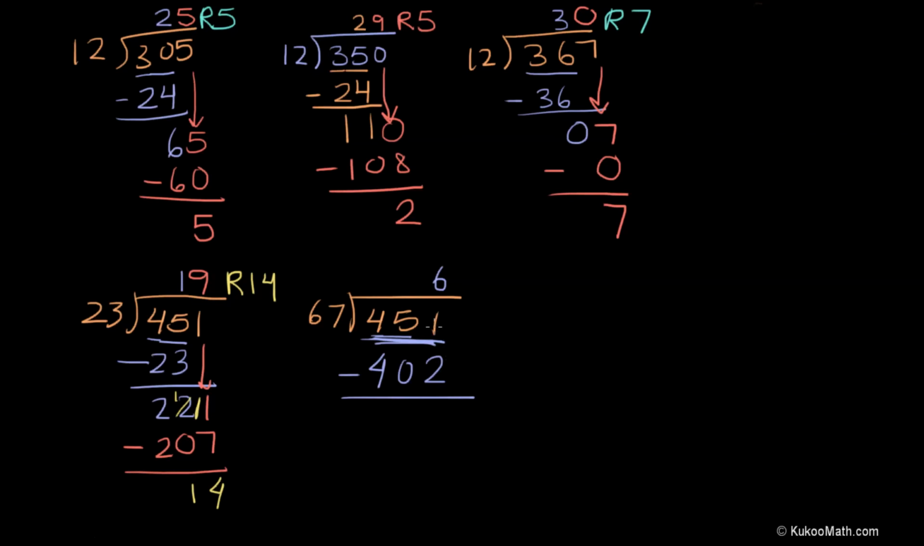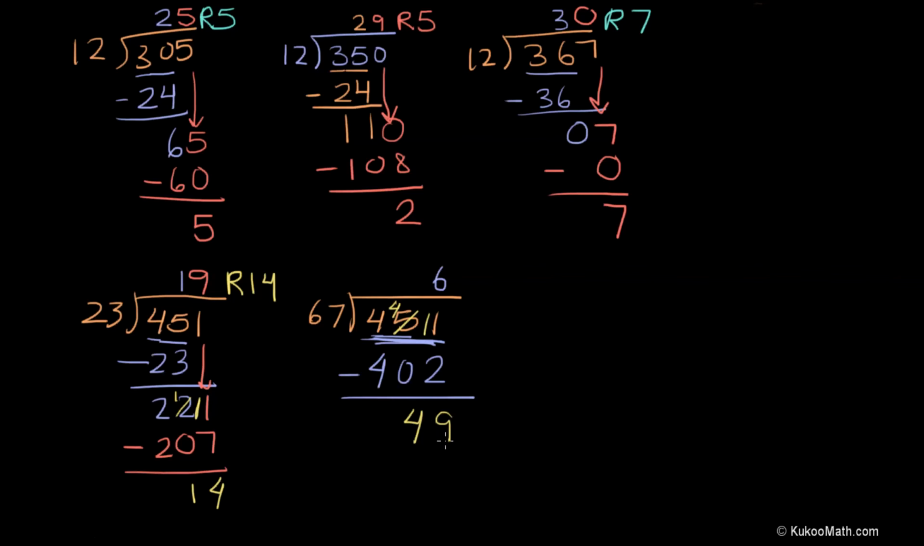1 minus 2, we can't do that, so we're going to borrow. This becomes 4, this becomes 11. 11 minus 2 is equal to 9. 4 minus 0 is equal to 4. 4 minus 4 is 0. So our answer is 49.